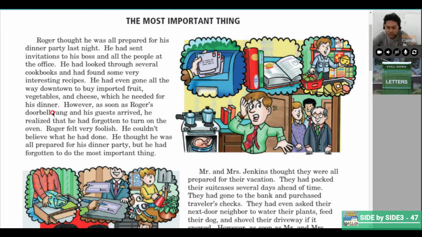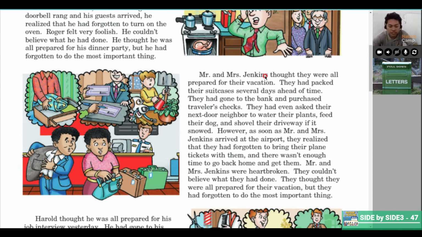Okay, next, why did Roger feel foolish? Because he had forgotten to turn on the oven. Yes, he had forgotten to turn on the oven, that's right, which was the most important thing. And also because he thought that all was prepared, that everything was ready, yet he had forgotten the most important thing, turning on the oven. So that's why he felt foolish. Okay, thank you. Now please read the second paragraph. If you are ready, please start.